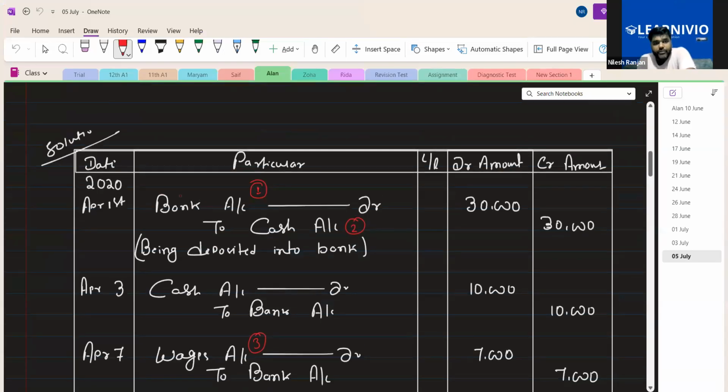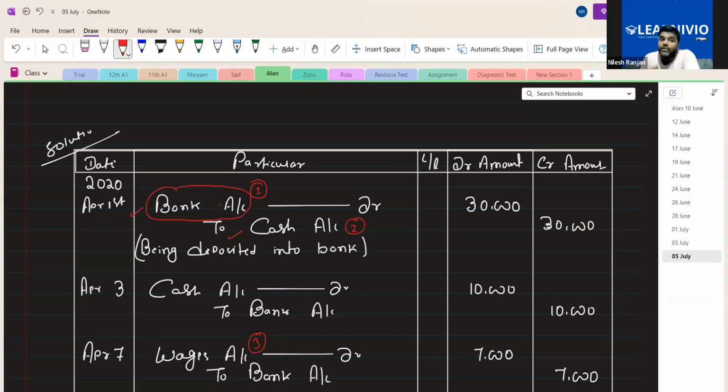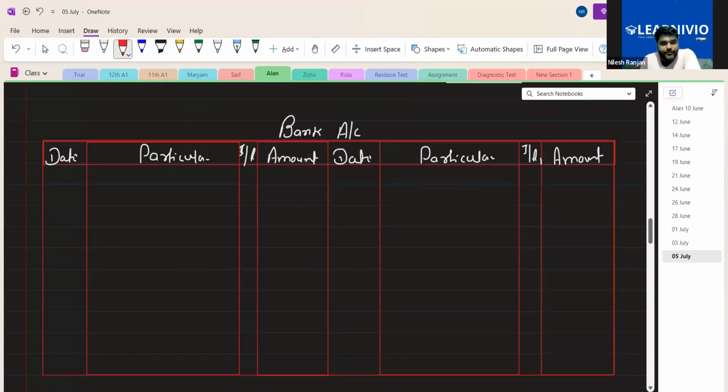So this is bank account debit to cash account. Okay. Yes. So this will go in bank account and cash account. Where will it go? Bank and cash. Okay. So in bank account, it is on the debit side. Bank account is on the debit side, so that's why this entry will go on the debit side of bank account. It will be written to cash account. So in bank account, to cash; in cash account, by bank on the credit side, because cash is on the credit. So here it is bank.